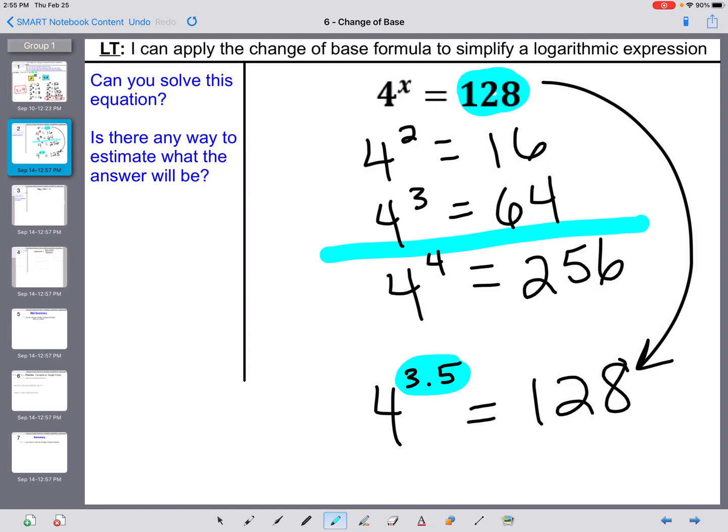Now that wasn't too difficult to find because we only tried one number in between 3 and 4. But what if it wasn't 3.5? What if it was something a bit more extreme like 3.6728 and so on? We're never going to be able to just guess that number. So instead, we come up with this formula that we can type straight into the calculator, and the answer comes out without having to guess and check a bunch of different exponents.